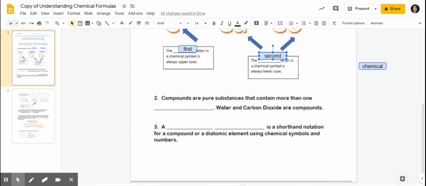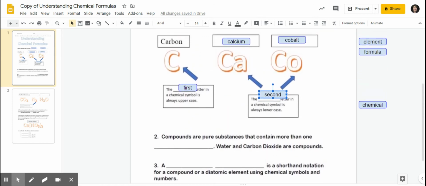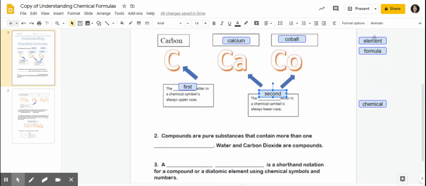Compounds are pure substances that contain more than one blank. Water and carbon dioxide are compounds. They contain more than one element. A blank blank is a shorthand notation for a compound or diatomic element using chemical symbols and numbers. When we put those numbers in, now we call it a chemical formula.